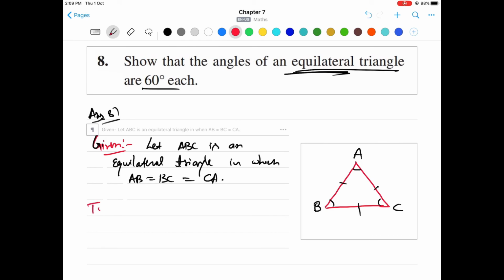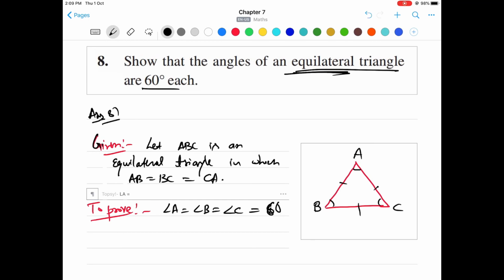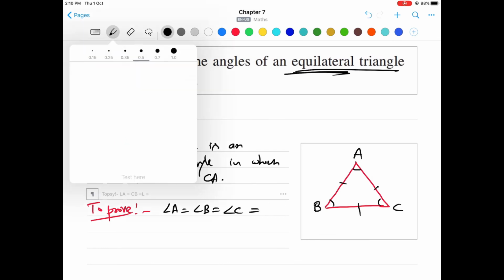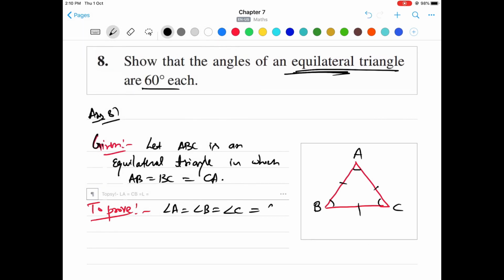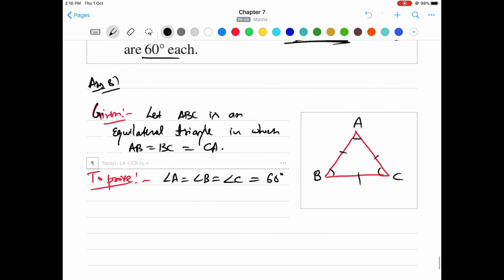We have to prove that all three angles are of 60 degrees, that is, angle A equals angle B equals angle C equals 60 degrees. That's what we have to prove here. Let me write it again. Is 60 degrees each.